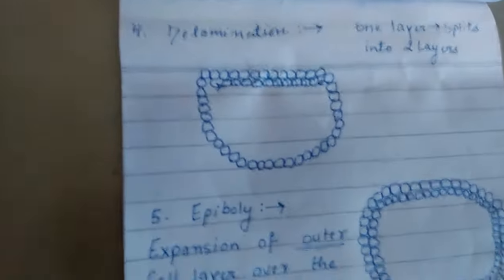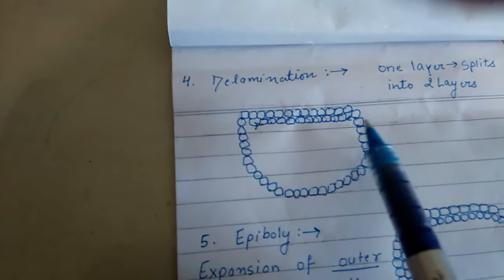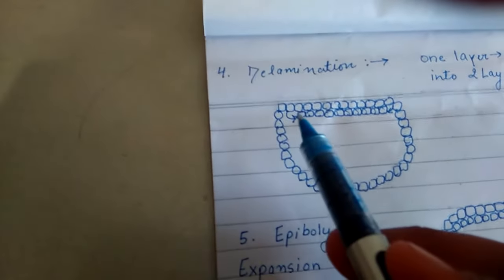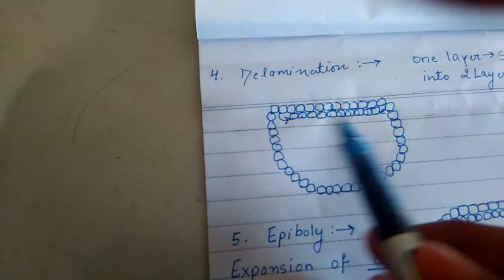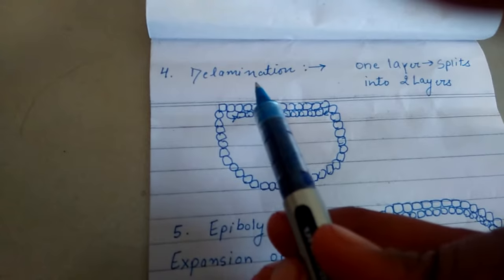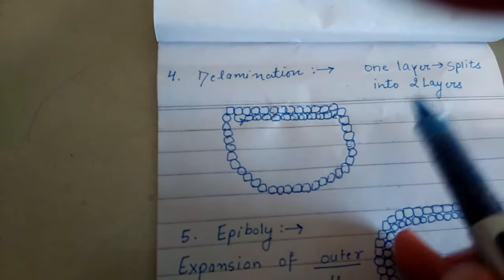Now next is delamination. Now what is delamination? Delamination is a very simple phenomenon in which one layer splits into two. Here we can see this is a single outermost layer. With time this splits into two. So here we can see one inner layer and one outer layer. So delamination can be explained as one layer which splits into two layers.